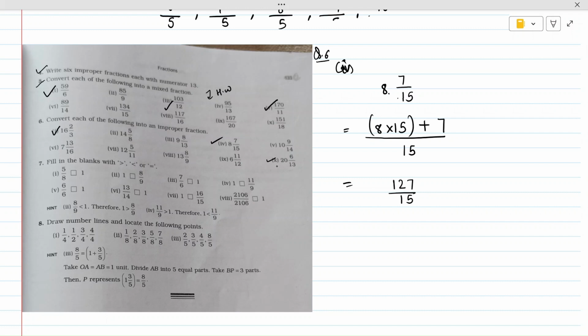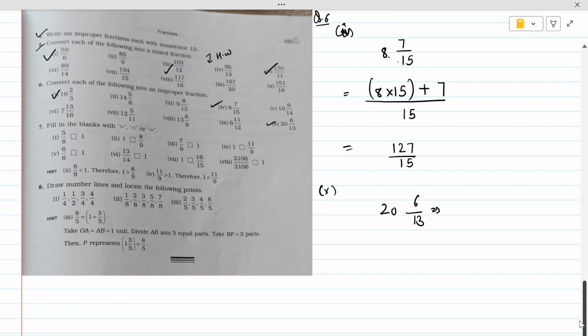Now, let me pick the 10th part also. So here we have 20, 6 by 13. So to do this question, what we have to do? We have to first multiply Q with D. That is 20 multiply with 13, add 6 to it. The denominator remains the same. So this is 13 into 20 is 13 into 2 is 26. 260 plus 6 is 266. Straight away I'm writing divided by 13. Okay.